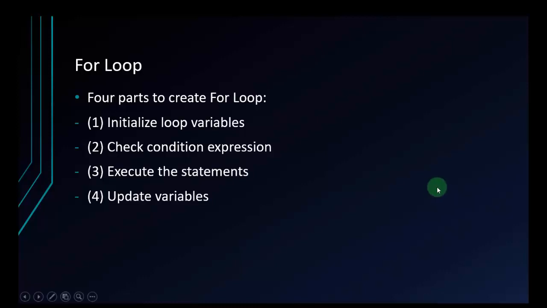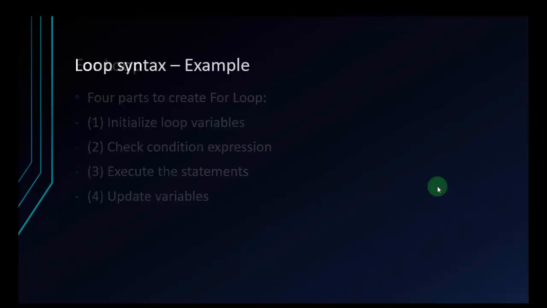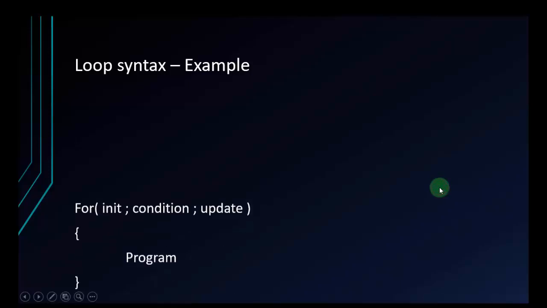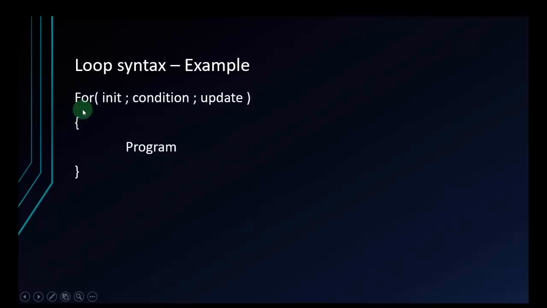And the for loop corresponds to this position. This is the loop syntax. First, you have to put the initialization here. The second is the condition, and your program runs in the brackets. And the last one is updating your variable. Okay, now I will make an example and explain.